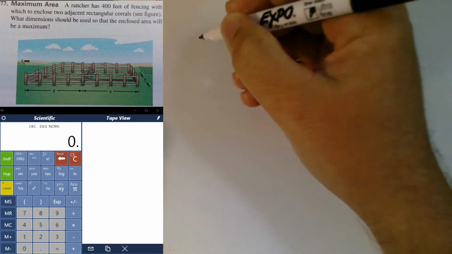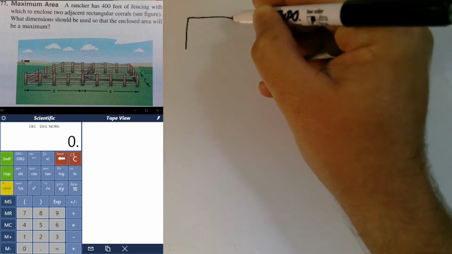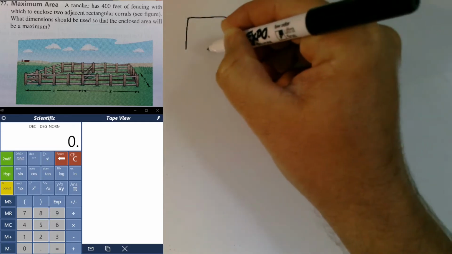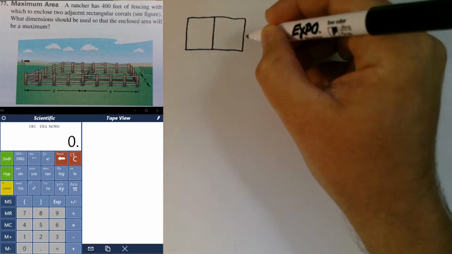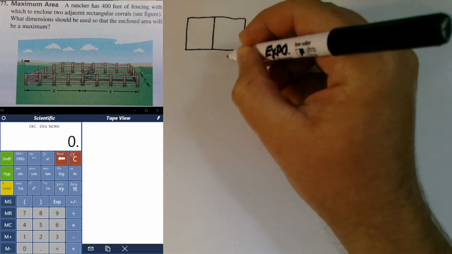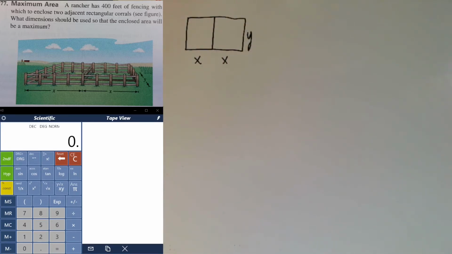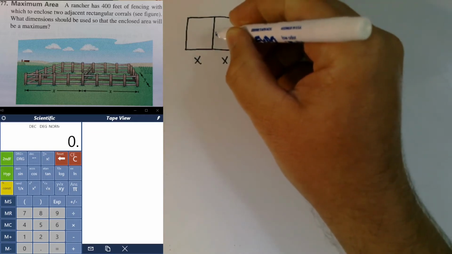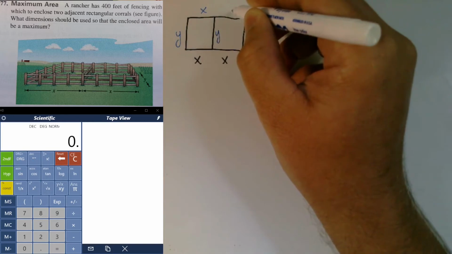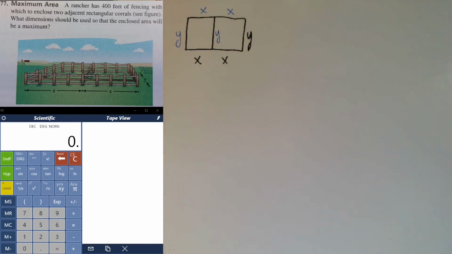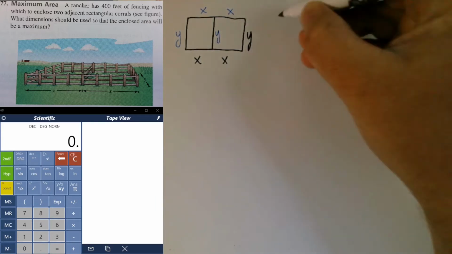So to start off, I'm going to start by drawing out these corrals from a bird's eye view, so you can see the figure from overhead. When we do that, we can see we have one side that's y, two sides that are x each. So if we were to fill in the remaining missing sides, we'd have y here, x here, and x here. Looking at this figure now, we can see we have 4 x's and 3 y's.